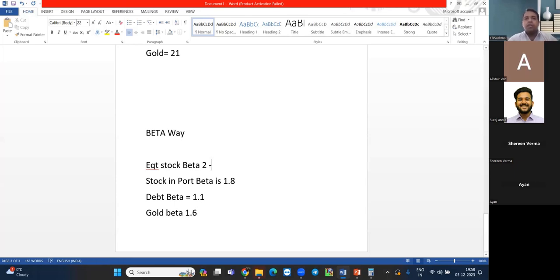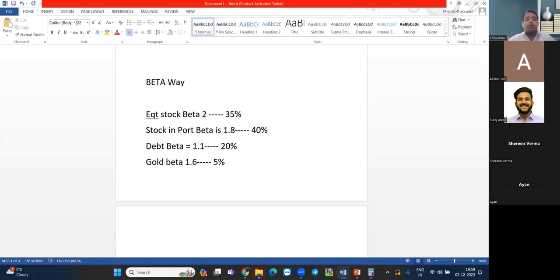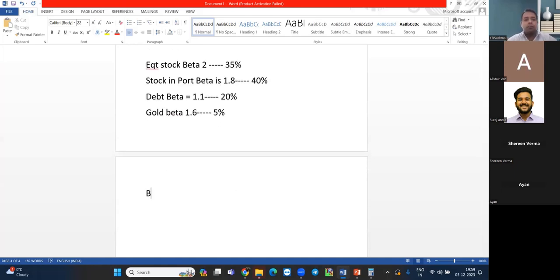Now the allocation of these assets: for this stock, let's say instead of 25%, we make it 35%, and here 40%, so that makes 75%. Debt we keep at 20%, and this one we keep at 5%. Now we have to find out the beta of the portfolio.